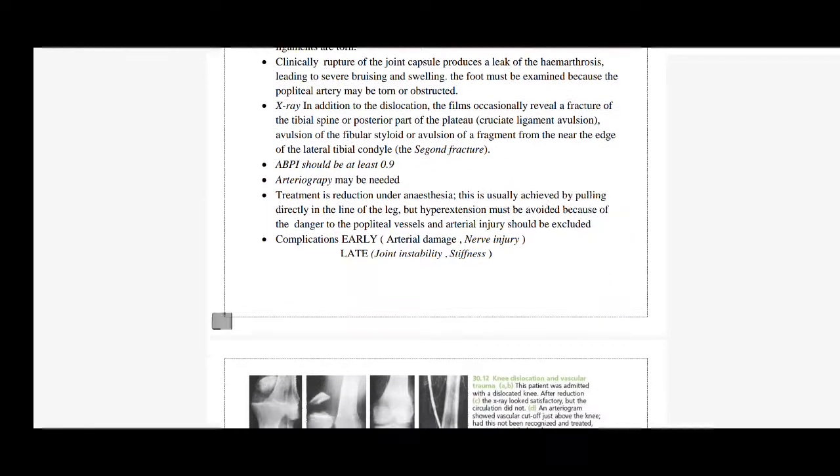The ankle brachial pressure index should be at least 0.9. If less, it is a query. Arteriography is an invasive measure that is nowadays little used. It is replaced by CT angiography, which is our gold standard. Treatment is reduction under sedation or anesthesia, usually achieved by pulling directly in line of the leg. It is better to avoid hyperextension because of the risk of violation of the posterior neurovascular structures.